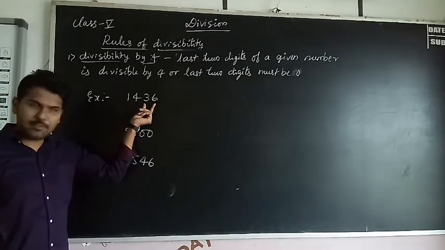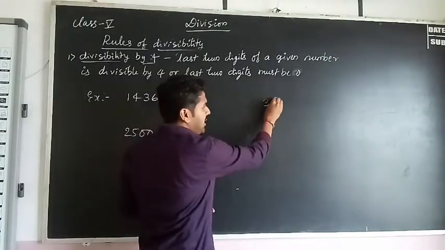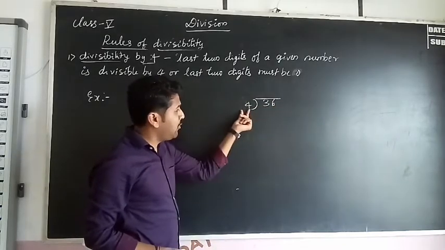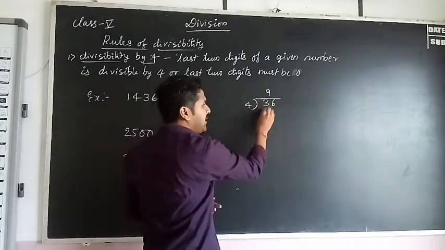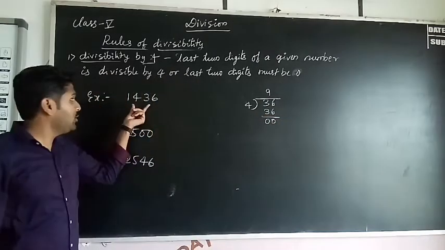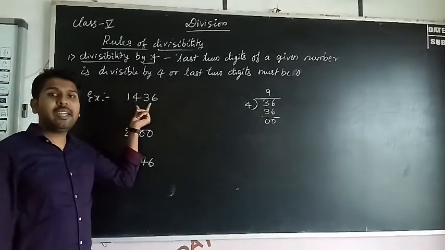36. Is 36 divisible by 4? Just check it. 36 is in the table of 4, no? 4 nines are 36, no? 4 nines are 36. That means 1436 is divisible by 4.